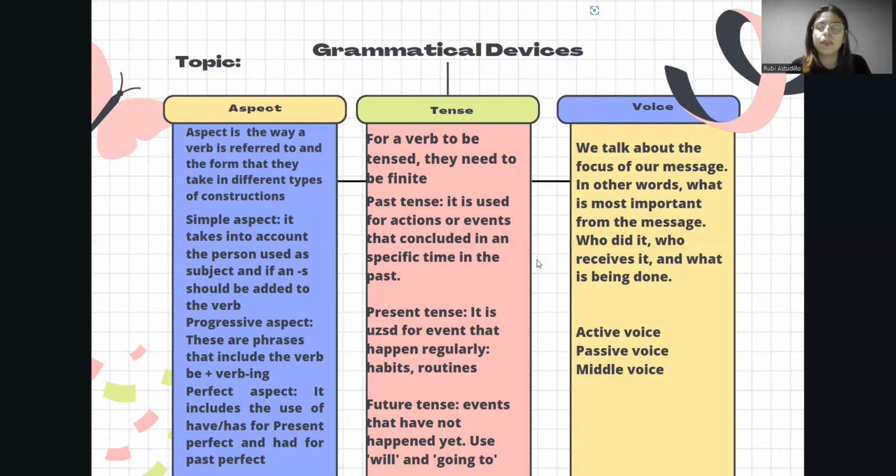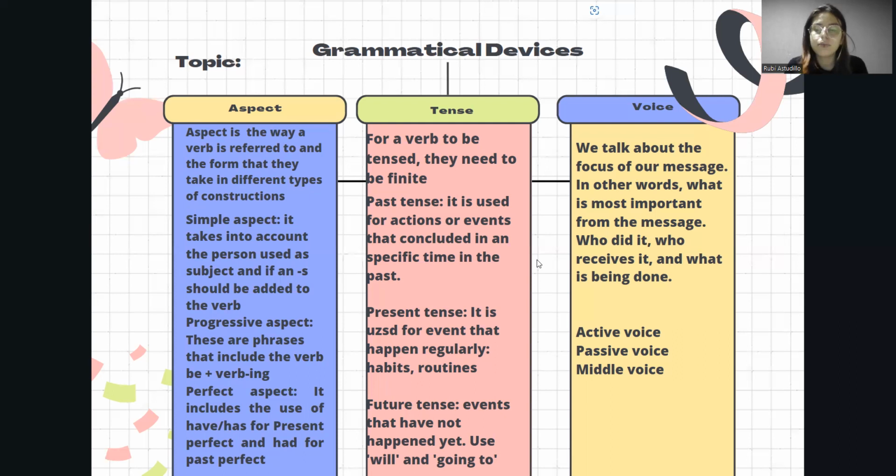Another thing, middle voice. So in middle voice, I can say, for example, he shaved himself. So it's something that a person did, and the action that this person did happened to him. So he did something to himself.